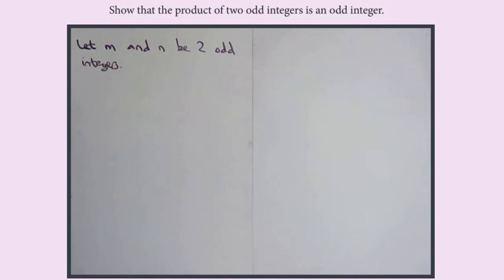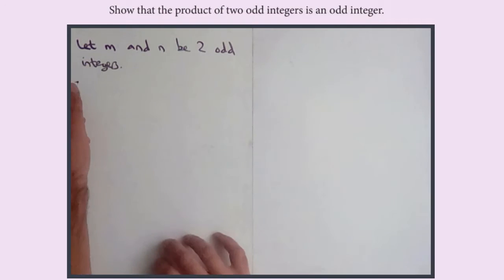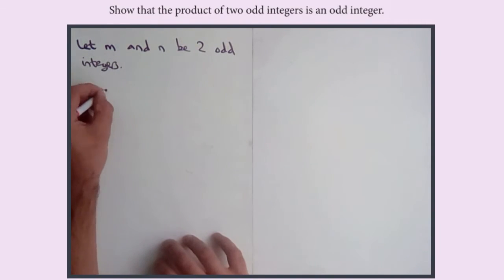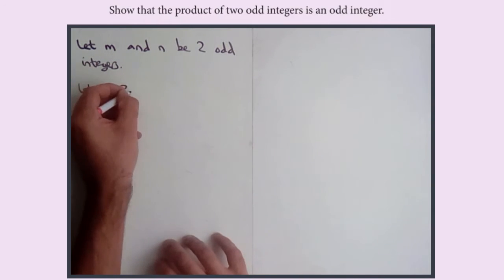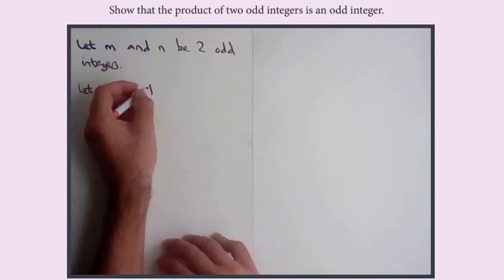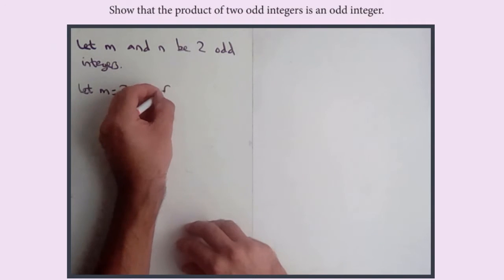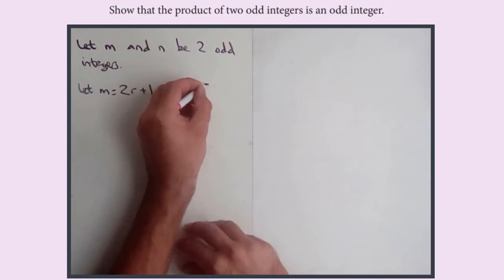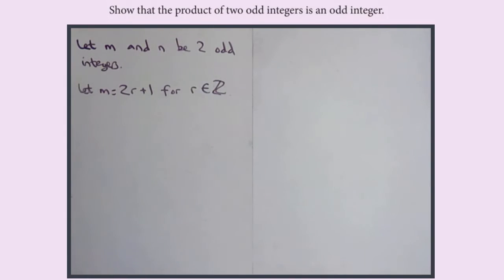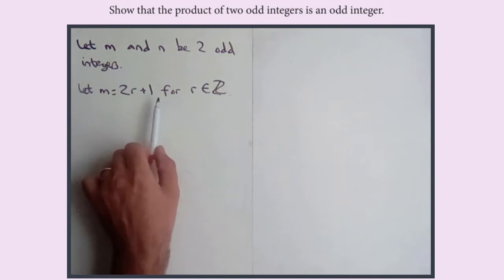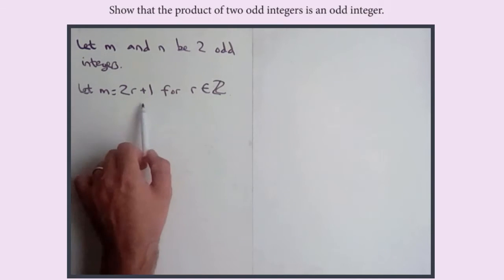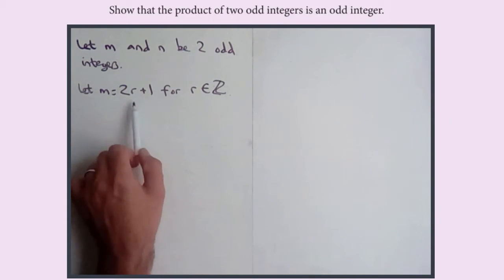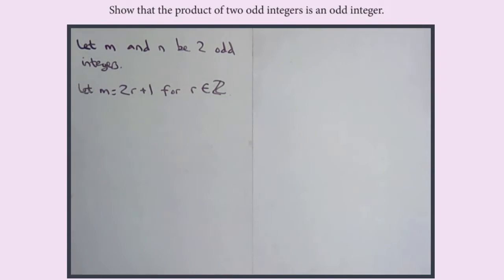So we'll say let m equal 2r plus 1 for some integer r. So r needs to be an integer. What that means is any integer, if we times it by 2 and plus 1, you guarantee that the result will be odd. So that's telling us that m is an odd integer if r is an integer.